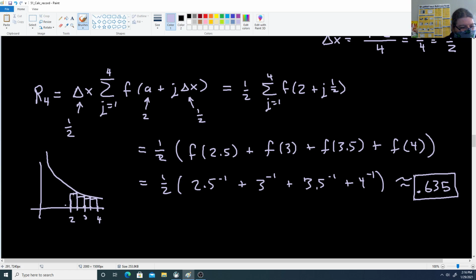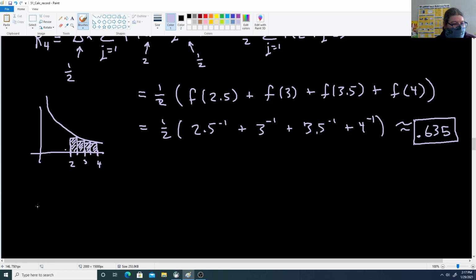And what is the area of adding these 4 bars? Because f of 2.5 is the height of the first bar, and it gets multiplied by 1/2, which is the width of the first bar, so that's the area of the first bar. And that half distributes to all these terms, so this is equivalent to adding up the area of these four bars of the function 1 over x, or x to the negative 1. So that's the right endpoint approximation.